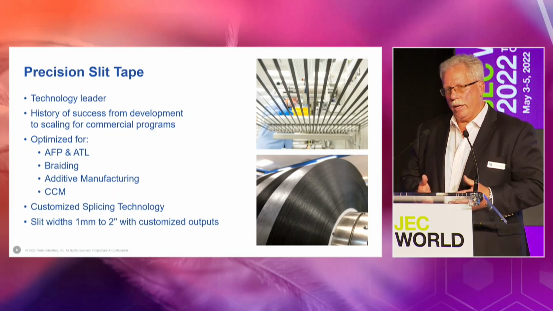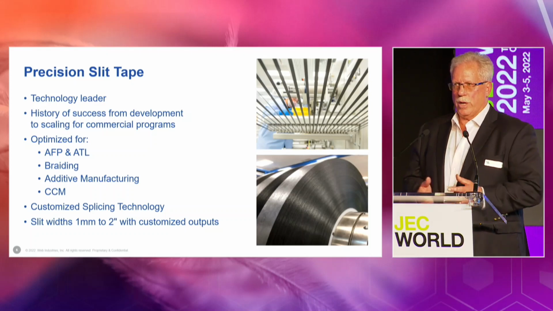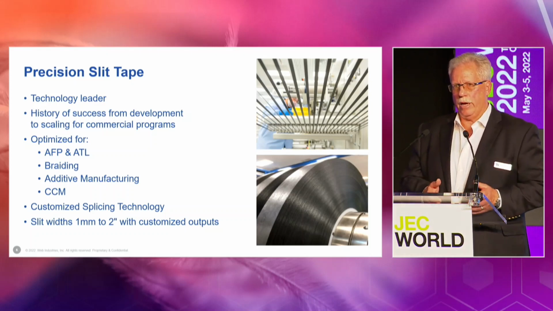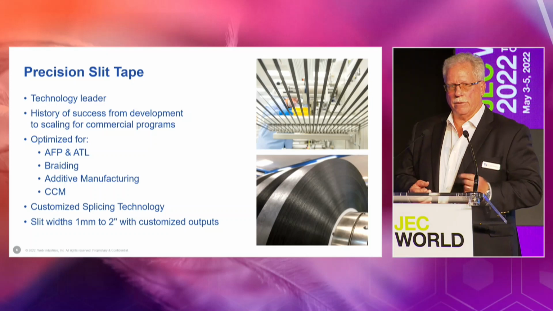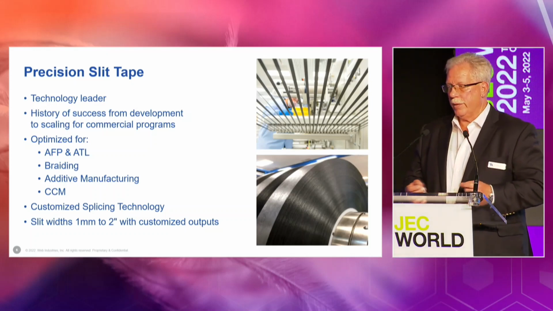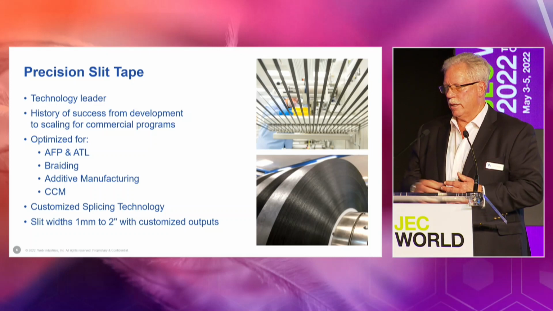We also look at braiding, which is a technology that's coming out, and also additive manufacturing, which I call basically micro AFP because it gets down to very small slit widths of 1 millimeter. And then I mentioned the bias-ply a few minutes ago for use in continuous compression molding and also some thermoforming. I'll touch base on that.